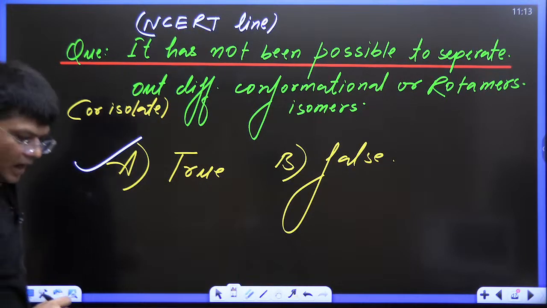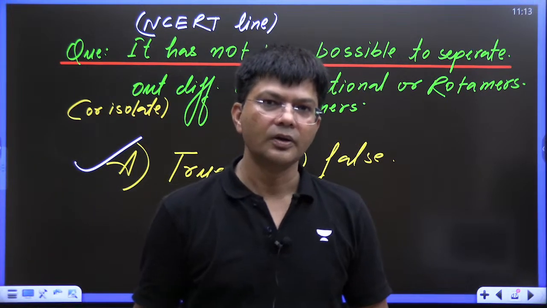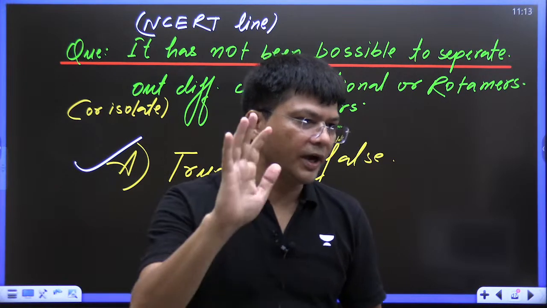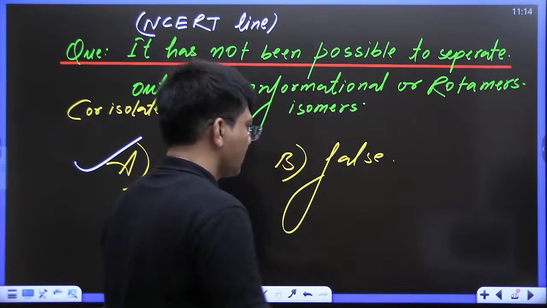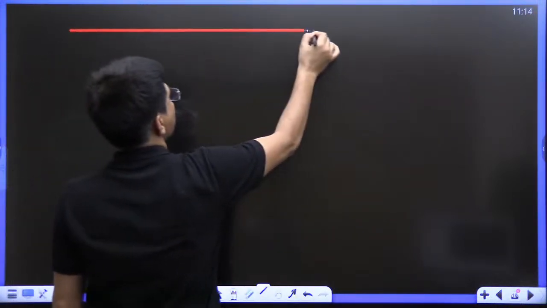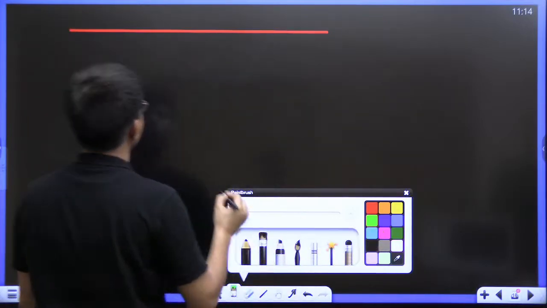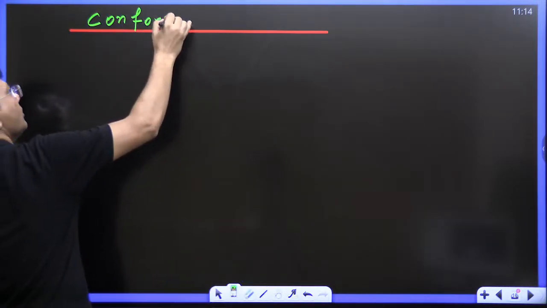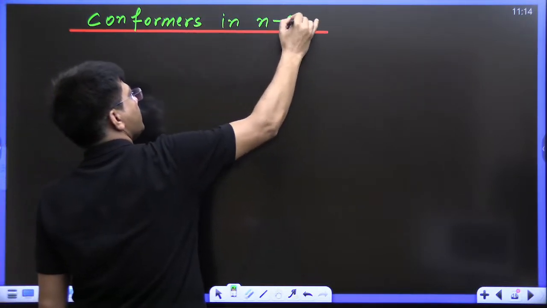Now kids, after this I'm going to move towards butane conformational isomerism. Are you ready? Are you with full josh? Conformational isomerism in n-butane. You have to watch it properly, kids, if you want to get full marks. Conformers in n-butane.